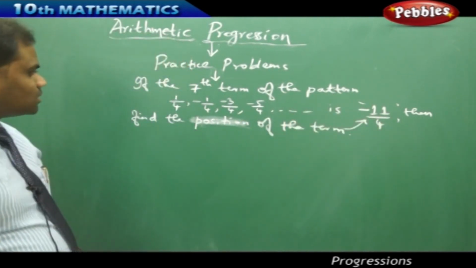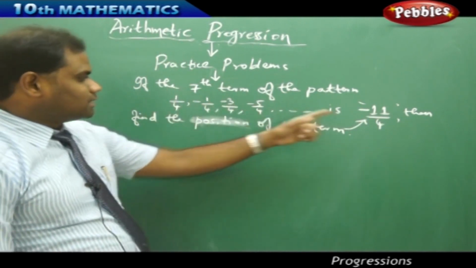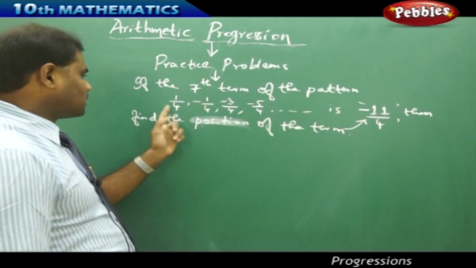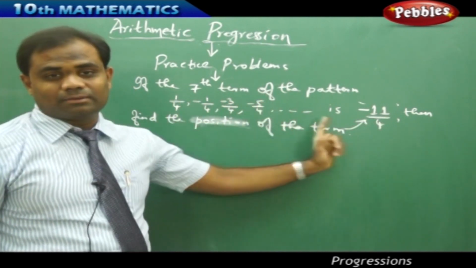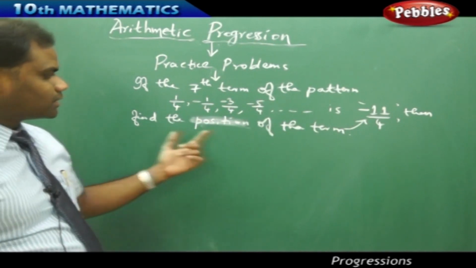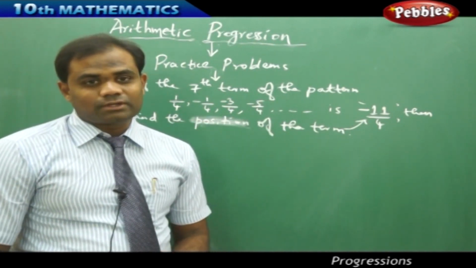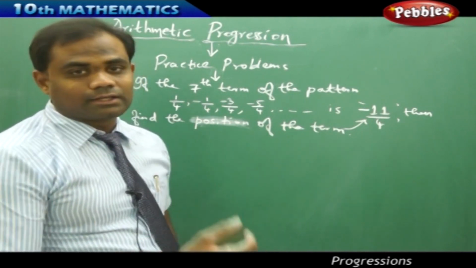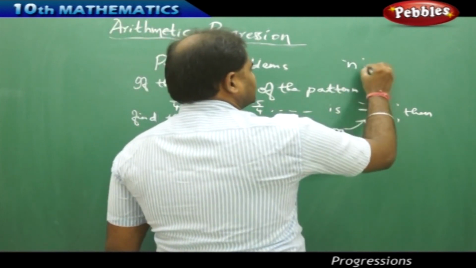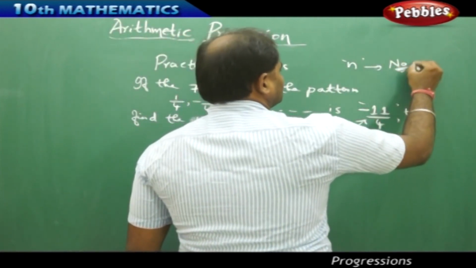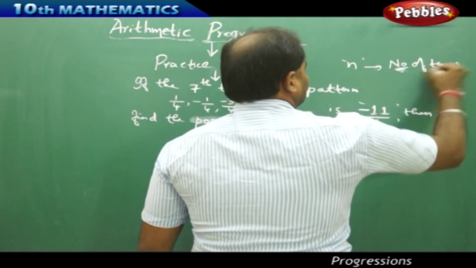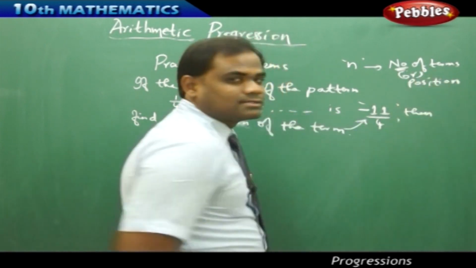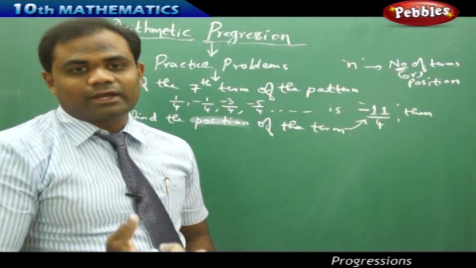So here, as I see the question, it is given that the seventh term is minus 11 by 4, and the sequence or the pattern is given to be 1 by 4, minus 1 by 4, minus 3 by 4, minus 5 by 4, etc. Then I want to find the position of the term. Now position of the term is nothing but finding of n. N stands for number of terms in the arithmetic progression. N stands for number of terms, or it also decides the position of the term. If n is 6, sixth term is the position. If n is 5, fifth term.